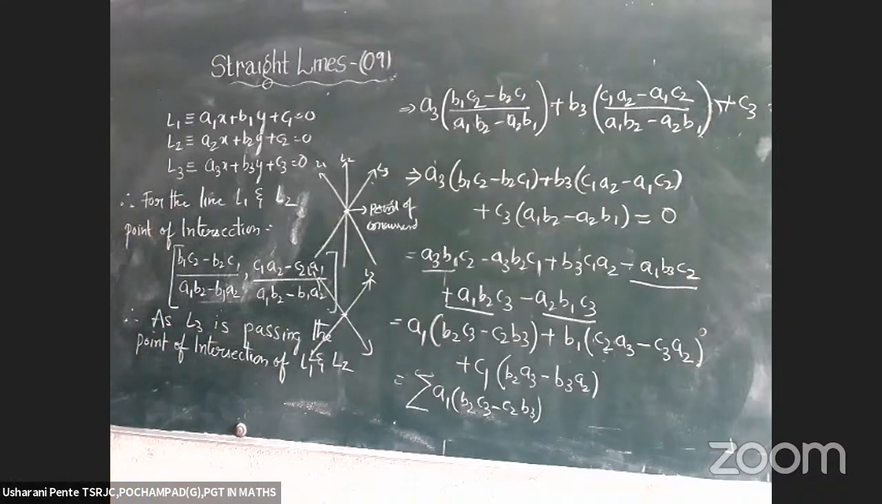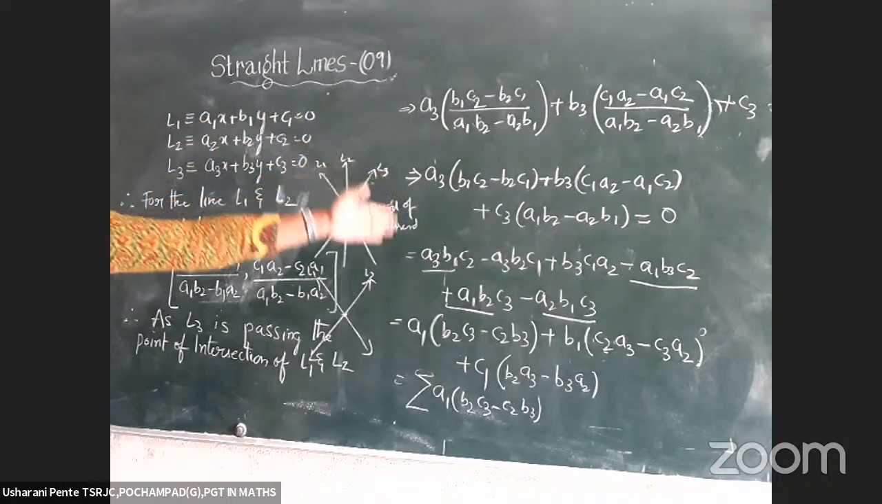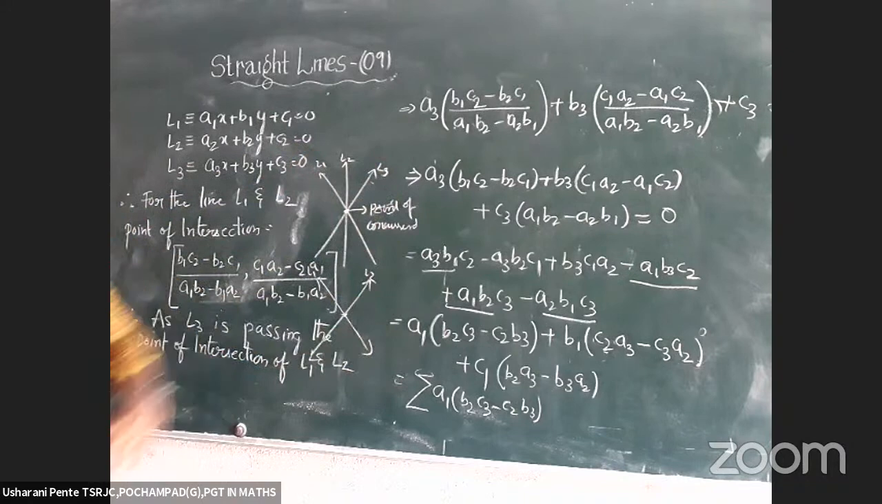So what we have done: they have given three lines. We will find the point of intersection of any first two lines. We know the formula for the point of intersection of two lines. And after that, as the third line is passing through the point of intersection of the two lines, we are substituting that point of intersection in the third line. And we are getting the point of concurrence.